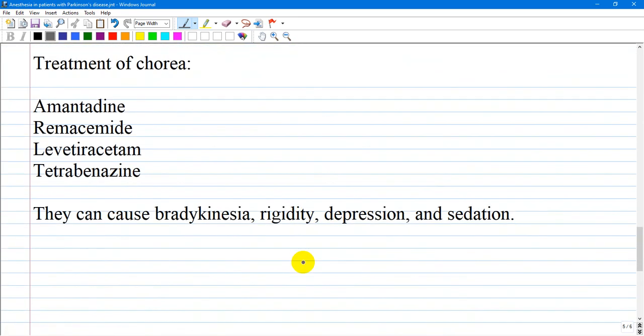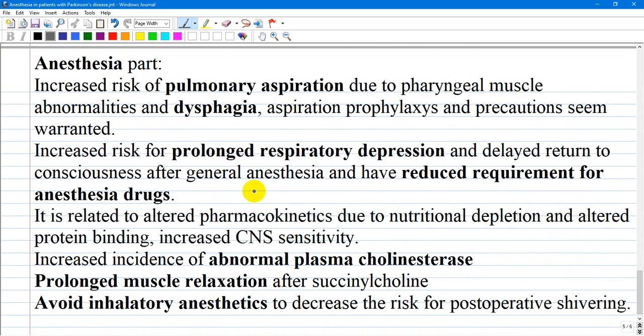Is there any treatment for Huntington's disease? There are no specific treatments to prevent, cure, or slow the progression of Huntington disease. Symptomatic therapy aims to control the motor and psychiatric aspects of the disease. Drugs that have shown in clinical trials to be efficacious for the treatment of chorea include amantadine, remacemide, levetiracetam, and tetrabenazine. They can cause some side effects like bradykinesia, rigidity, depression, and sedation. So, prudent anesthesiologists will therefore be vigilant for the possibility of adverse drug interactions.